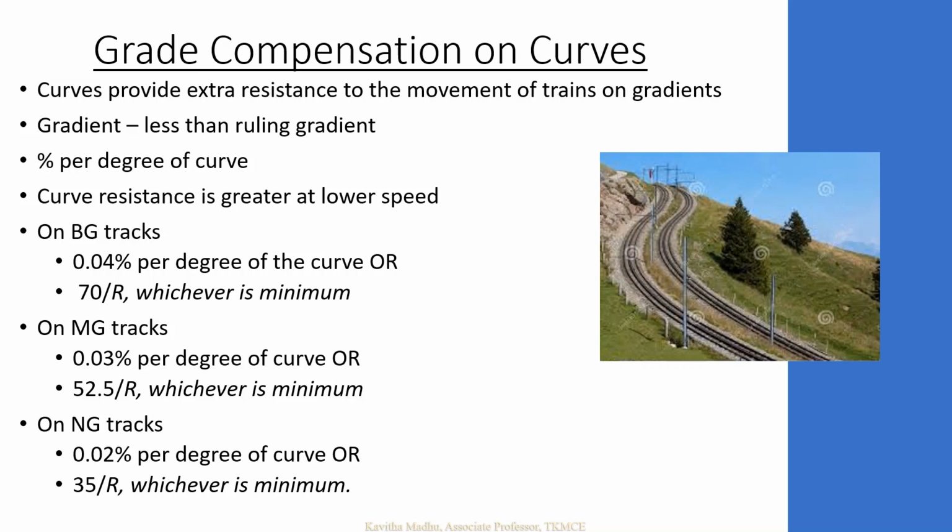So for broad gauge, for compensating the curvature, a grade compensation of 0.04 percent per degree of the curve is to be provided, or if the radius is given then it should be 70 by R. Or you can calculate both, as per degree and as per radius, then whichever is minimum, that we have to prefer. So grade compensation is usually provided on curves.